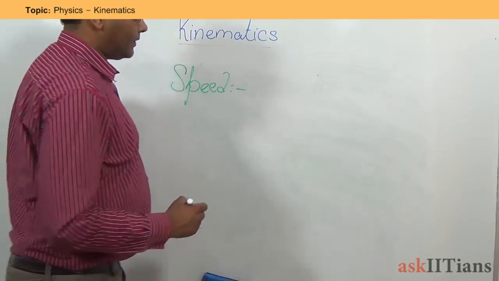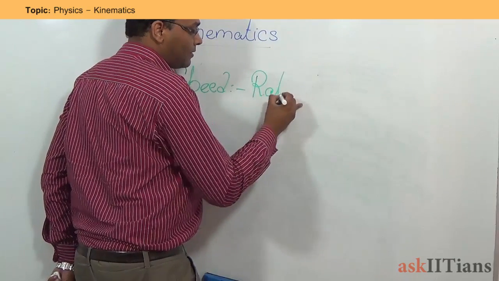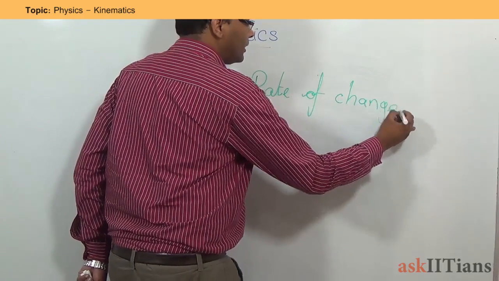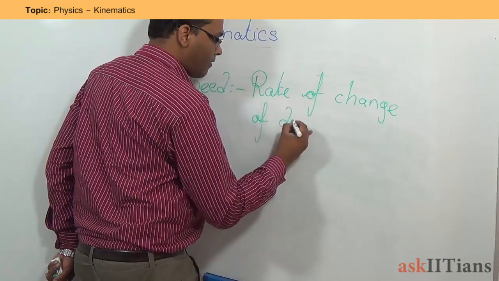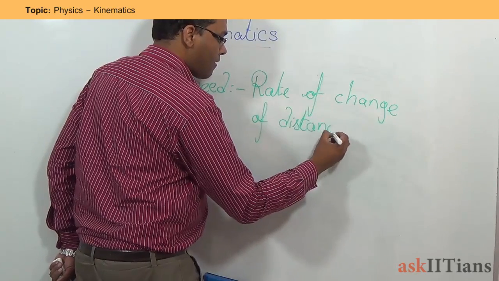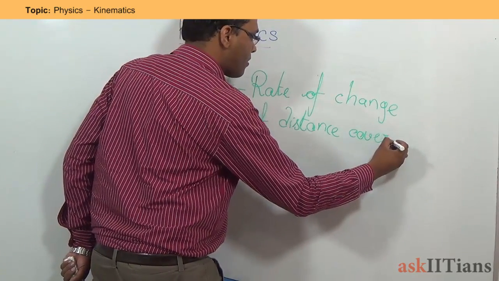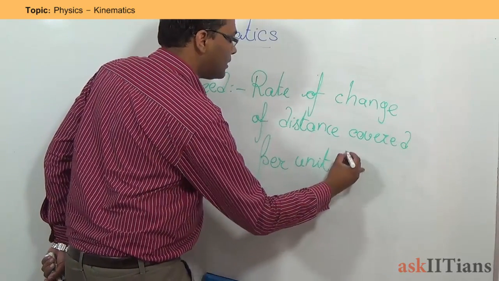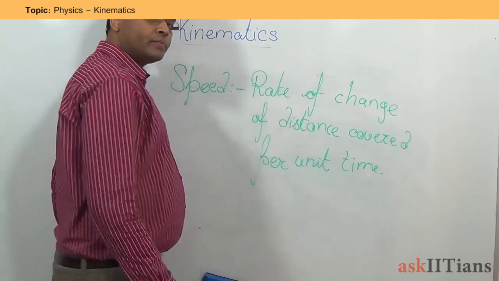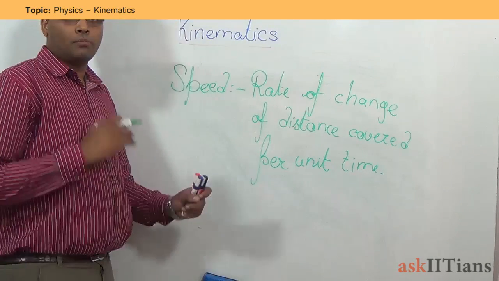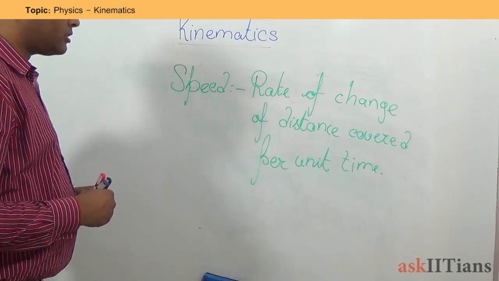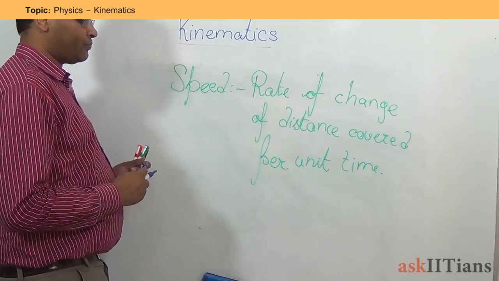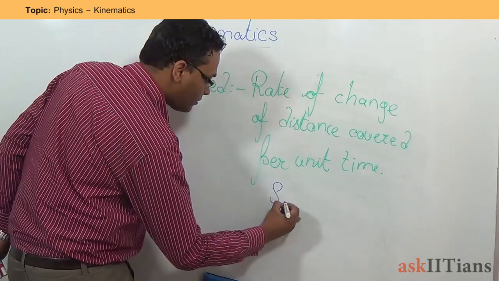So what does speed stand for? Speed is defined as the rate of change of distance covered per unit time. So when I am saying it's equal to the rate of change of distance, distance being a scalar quantity, speed is also a scalar quantity, right? Let me also mention that here.